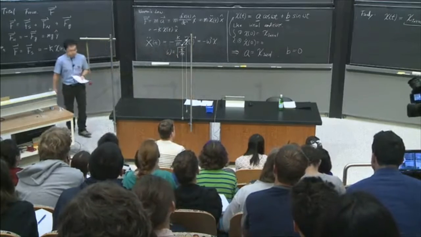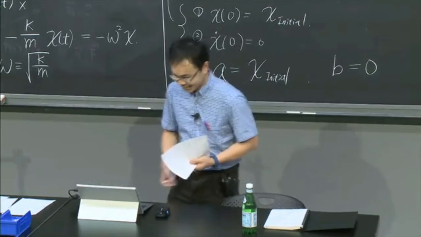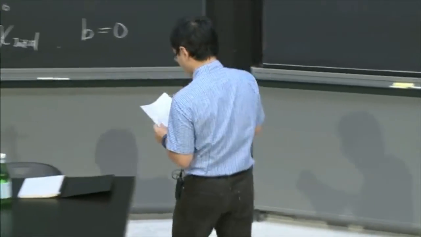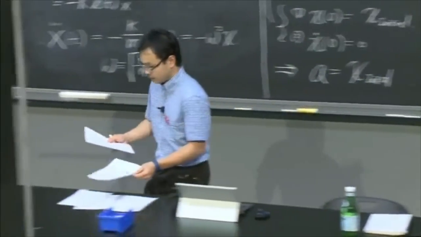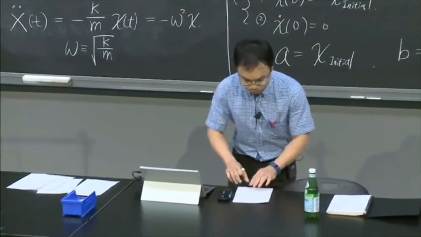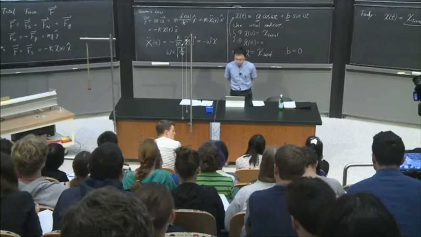René Descartes said once, "In my opinion, all things in nature occur mathematically." Apparently, he's right. Albert Einstein also once said, "The most incomprehensible thing about the universe is that it is comprehensible." So I would say this is really something we need to appreciate and really need to think about why this is the case. Any questions? Okay.